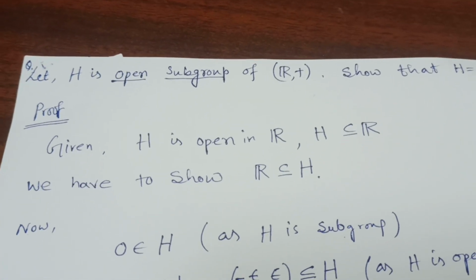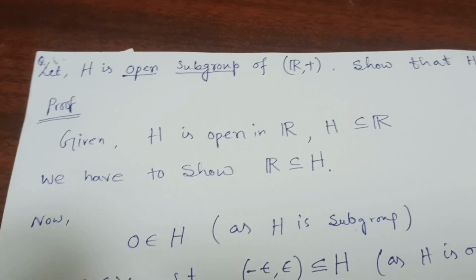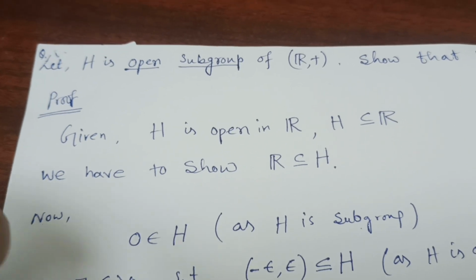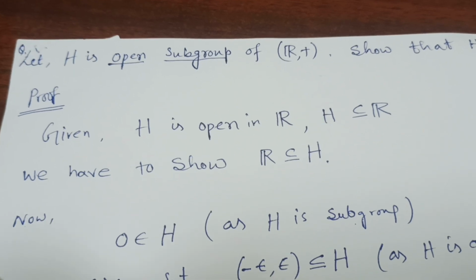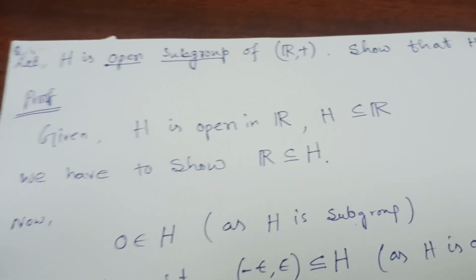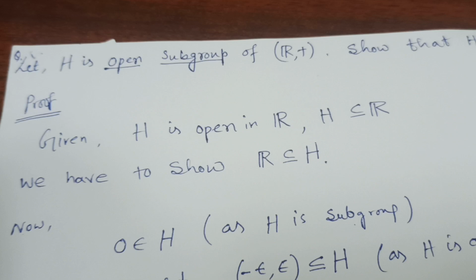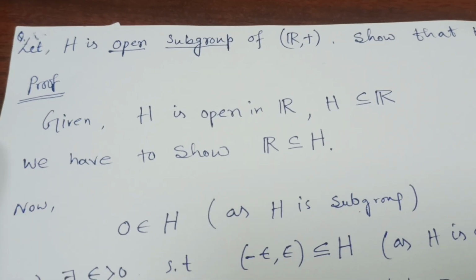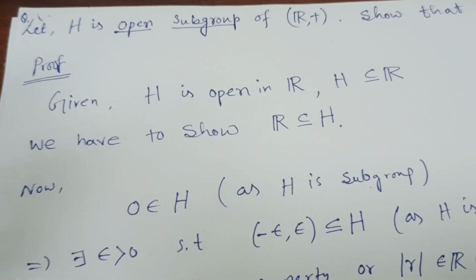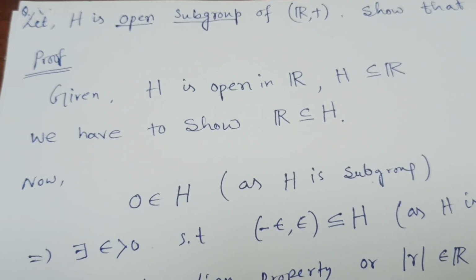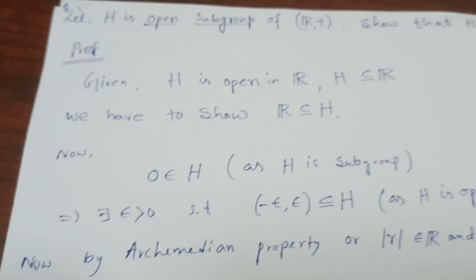So given H is open in R, that means H is contained in R. Now if we are able to show that R is contained in H, then we are done. If H is contained in R and R is contained in H, that means that H equals R. Then we are done. So since H is a subgroup, that means the identity element, which is 0, is contained in H. Now also H is open.